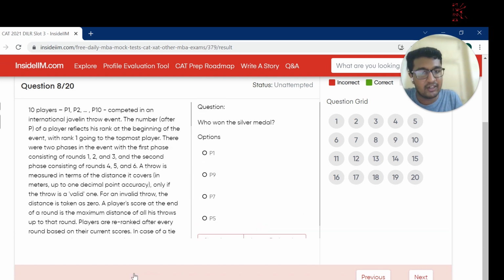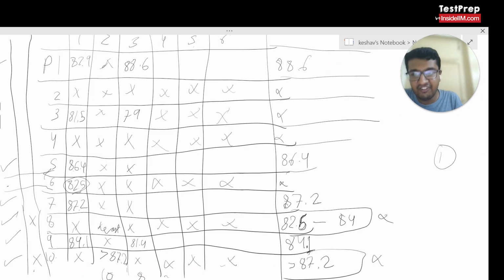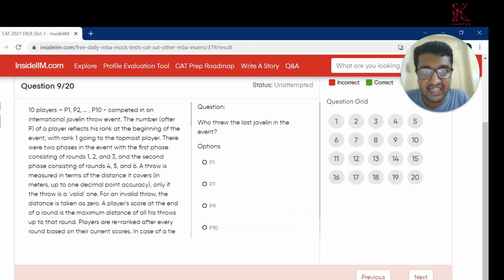Who won the silver medal? I don't have that information. Who threw the last javelin? I can also tell that, because I know 8 had the least score in the group, and he didn't improve his score. So 8 must have thrown first, and sorry, no. Sorry, that can't be answered because whoever threw the last javelin must have been the gold medalist. Because the gold medalist improved his score in 5th round, so he must have thrown the last javelin of the event.